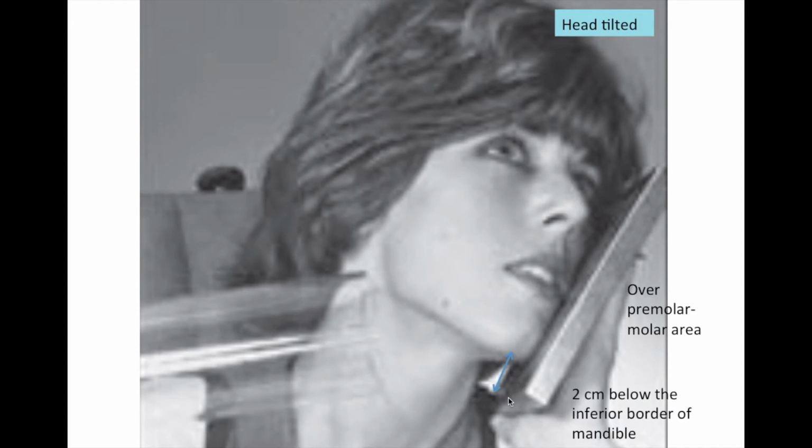Okay, so the patient is positioned with her head tilted to the side that needs to be viewed, and this is the image receptor. Image receptor is placed over the premolar and molar area such that the inferior border of the image receptor is 2 cm below the inferior border of the mandible. So head tilted, placed over premolar molar area, 2 cm below the inferior border of the mandible. This is the X-ray tube and the beam is directed 2 centimeter below the angle. This is the angle of the mandible. It is directed 2 centimeter below to record the premolar molar area of the other side.